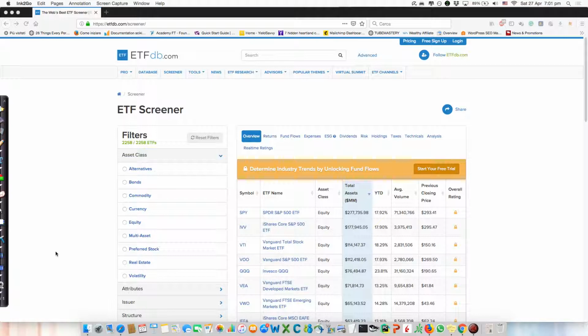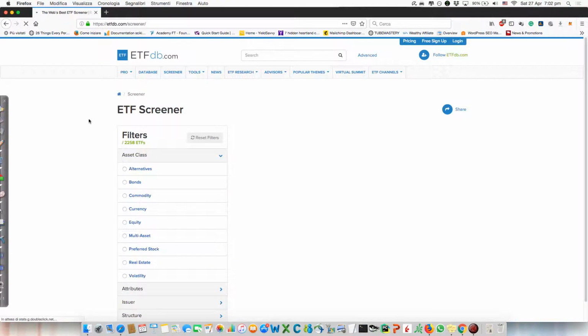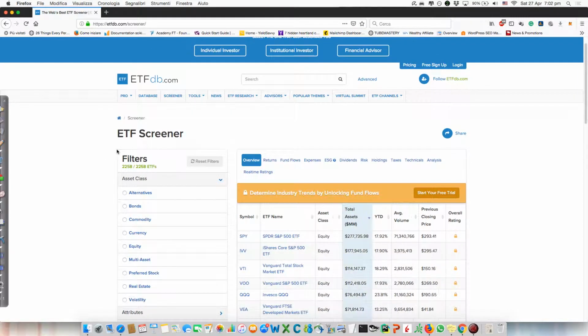Now, the problem is that ETFs are becoming so popular that there are really a lot of them, so it's not easy to choose the right one. To help you with this task, there is a website I want to share with you, ETFDB.com. It's free, and the nice thing is that they have a screener that will help you choose the right ETF. I want to show you a few examples so you will see how to do that.